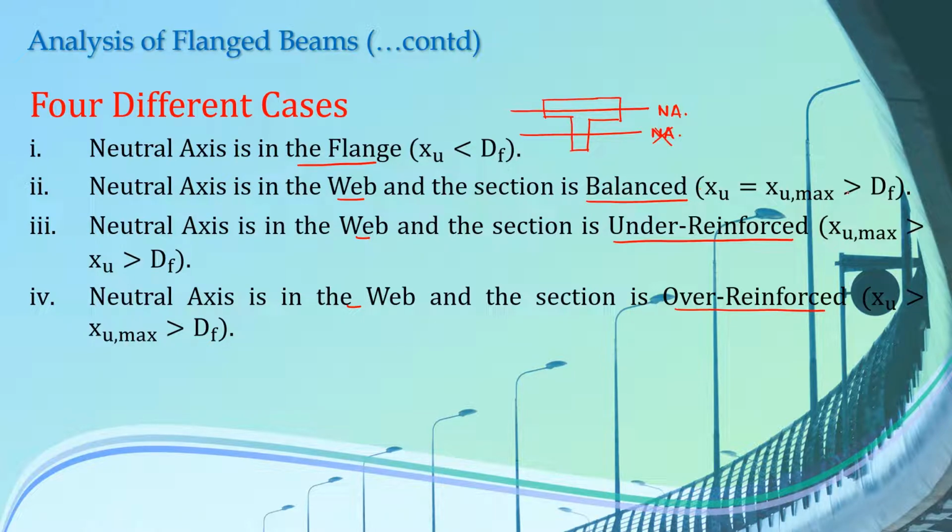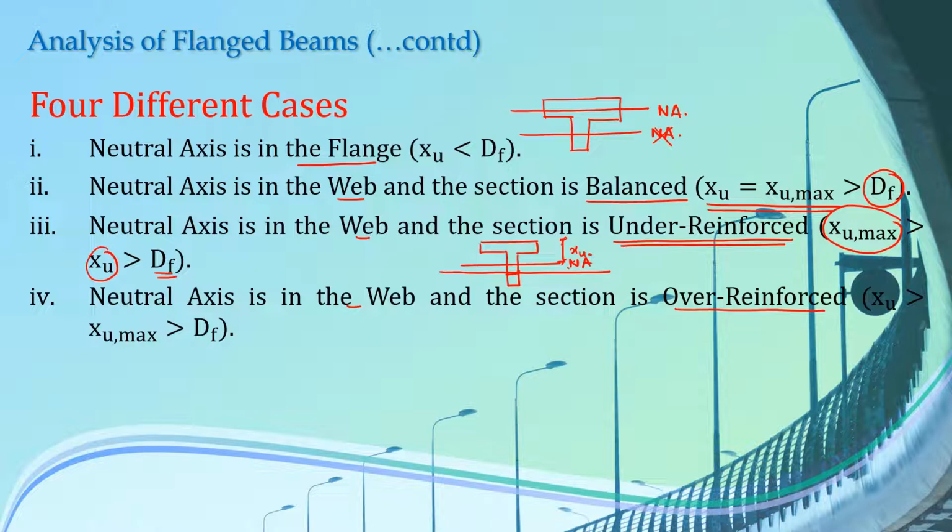The section is balanced means that the value of the depth of the neutral axis is greater than the value of Df. The case of under reinforced means that the maximum value of xu is greater than the value of xu, and the value of xu is greater than the value of Df. So that means if this is your neutral axis, then this is the value of xu, but the value of xu max will be somewhere here below this xu.